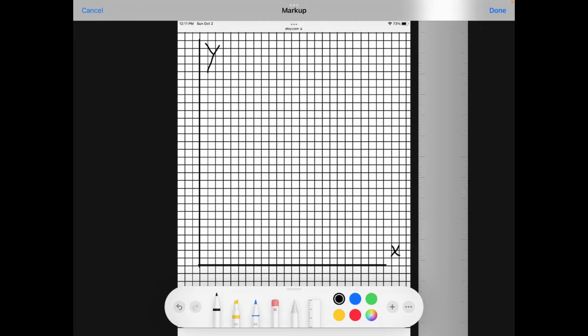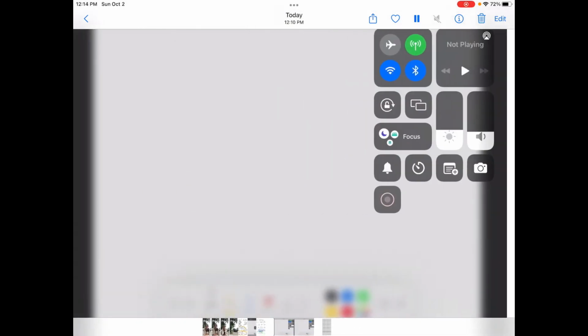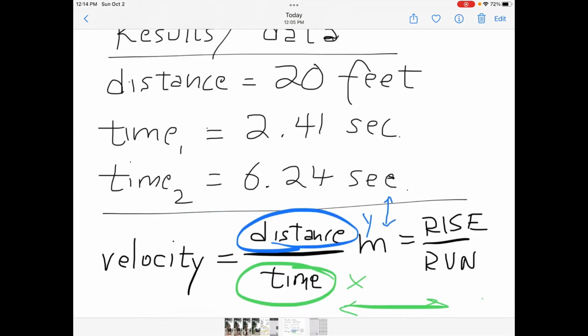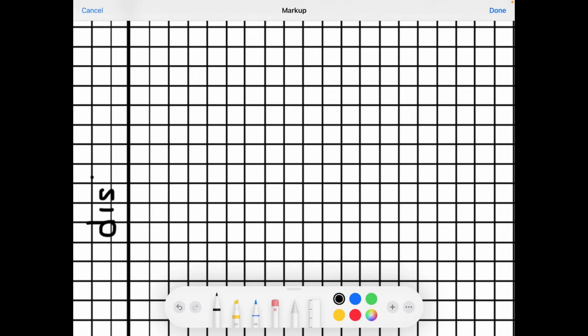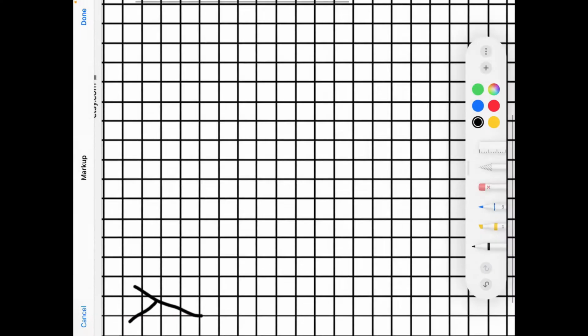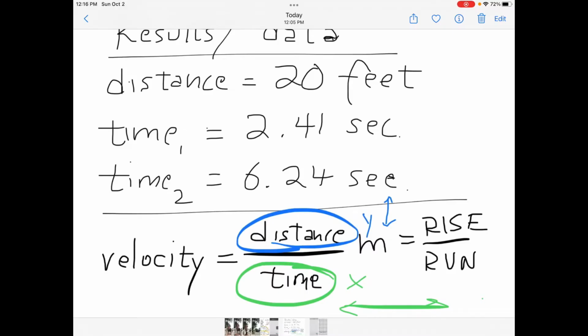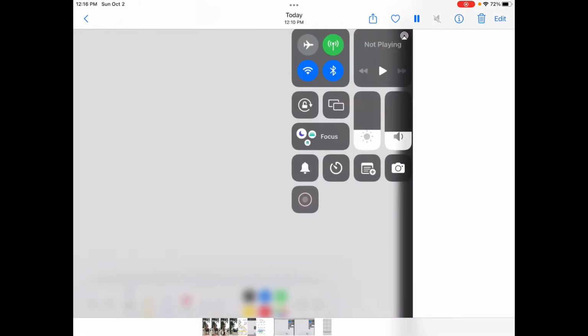So let's look back at our data. See what we're working with. So we've got our time and our distance. We know that our distance is going to be the y value, and we see that it's 20 feet. We see that our time is 2 seconds and then 6 seconds. So distance is going to be going on the y-axis because it's the top value, rise. Time is going to be going on the x-axis because it's the bottom value, run. Time 1 is 2.41 seconds, while our distance is 20 feet.